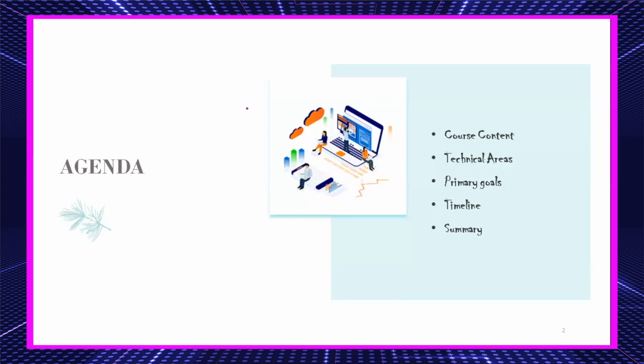What are all the topics we are going to touch upon as part of this training course? What are the technical areas we are going to cover? And what are our primary goals out of this training? What we are going to learn from phase to phase or technology to technology, and how much time it is going to take to complete our training. And after training, how we are going to get the job, how we are going to attend the interviews, and all we'll discuss. And finally, we'll have a summary.